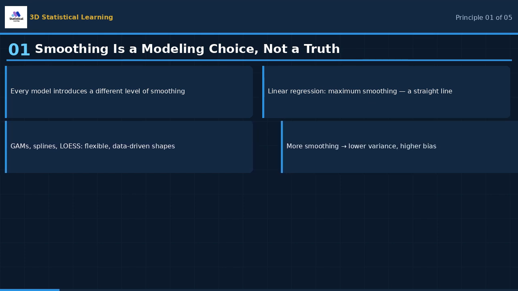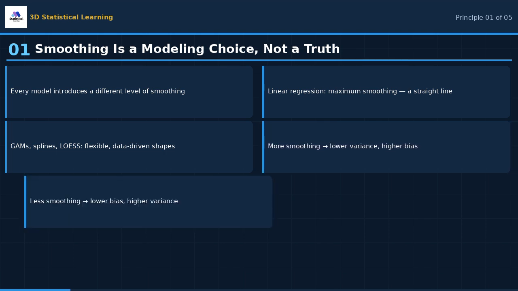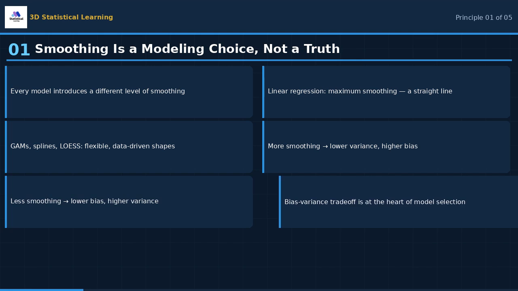Generalized additive models, splines, kernel smoothers, and Loess curves allow the relationship to flex and follow the shape of the data more closely. There is no universally correct amount of smoothing. More smoothing reduces variance but increases bias. Less smoothing reduces bias but increases variance. This is the classical bias-variance trade-off, and it sits at the heart of model selection. The right choice depends entirely on your objective.